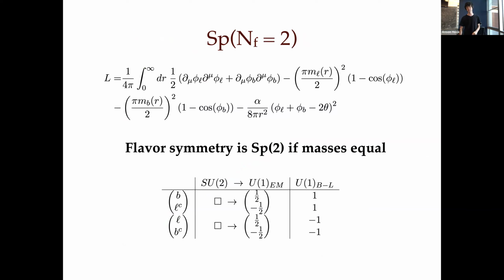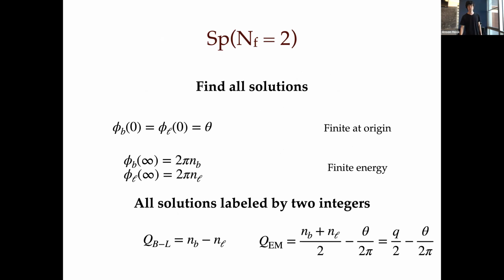If the masses are equal, you get a full Sp(2) symmetry. If they're unequal, you get just a U(1) B minus L symmetry. Again, go through and solve all the Bion states. The minimum energy solution is theta B equals theta L at the origin. This is what forces quantization of B minus L charge. Finite energy at the origin forces both of them equal to theta, and now either of those can go to an integer at infinity. All solutions are labeled by these two, N_B and N_L, which, if you do a little bit of math, are basically the electric charge, Q over 2 minus theta over 2 pi, and its B minus L charge.